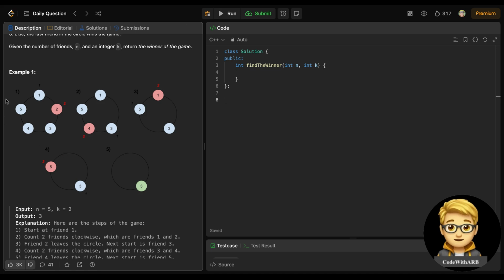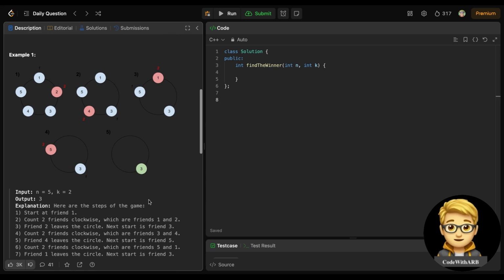After 4 is removed, we start from 5, and this 5 is counted as 1, and 1 is counted as 2, because it's a clockwise direction. When we move clockwise after 5, it moves to 1, right? So this 1 is removed. Now when you move 2 points again, 3 and 5 are left. So 1 and 2, and this 5 will be removed. At last only one friend is left, which is 3, right?